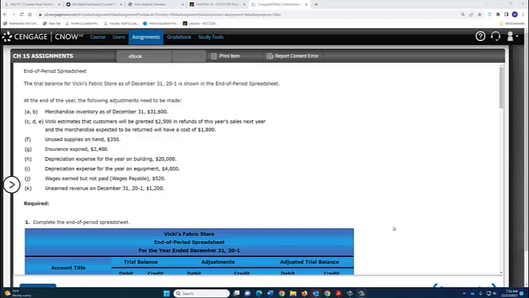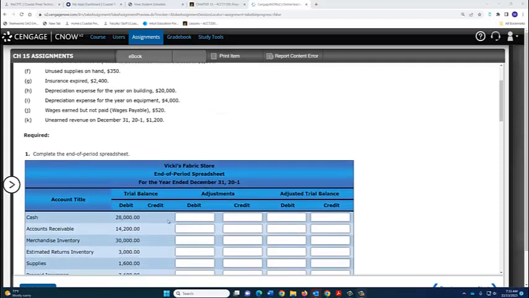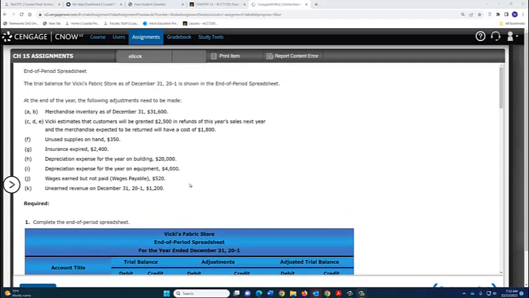This is a review of problem 15-10A Part 1 in your assignments. In the problem, we're given a trial balance and we're going to enter the adjustments for a merchandising company.